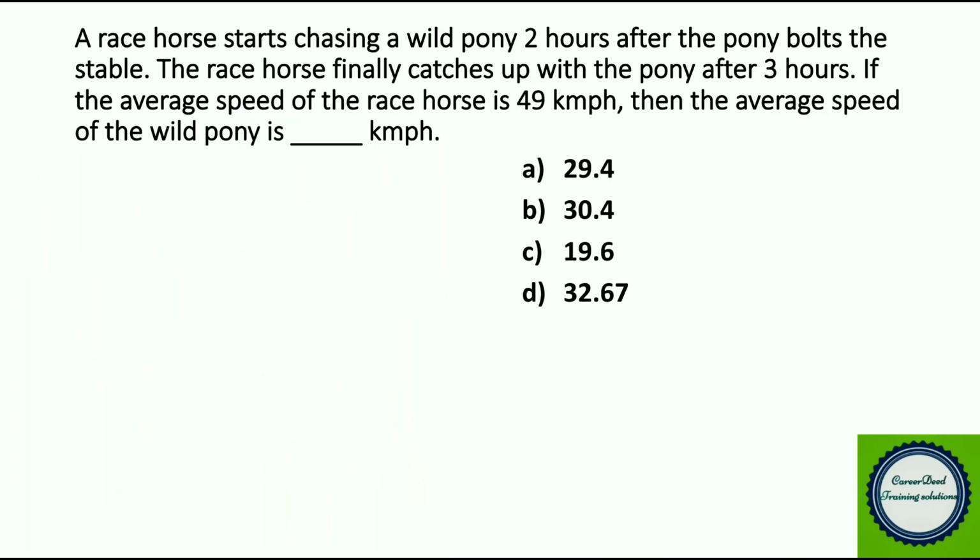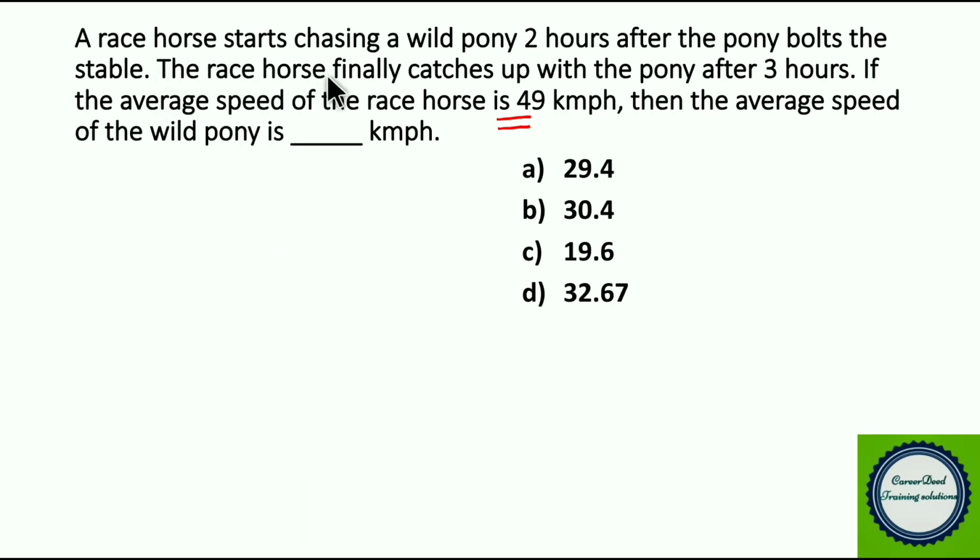A race horse starts chasing a wild pony 2 hours after the pony bolts the stable. The race horse finally catches up with the pony after 3 hours. If the average speed of the race horse is 49 kilometer per hour, then the average speed of the wild pony is dash kilometer per hour.